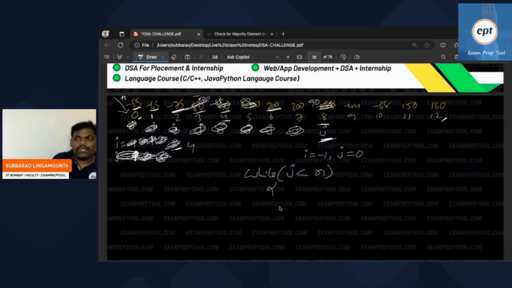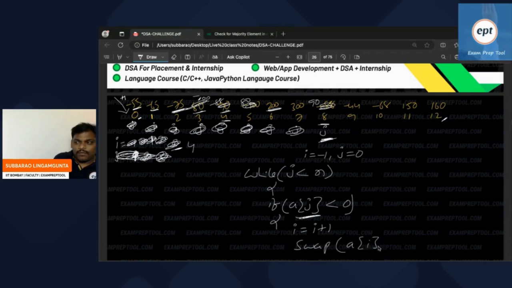Whenever this loop is going on, what are you doing? You check one condition: A of j is greater or less? If it is less than 0, because A of j we want greater, but if it is less than 0, then you have to do one thing inside: I is equal to I plus 1, swap A of I, A of j. That's it. This is the thing which is going on.